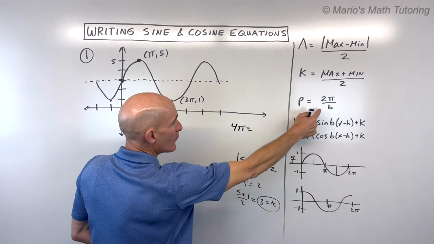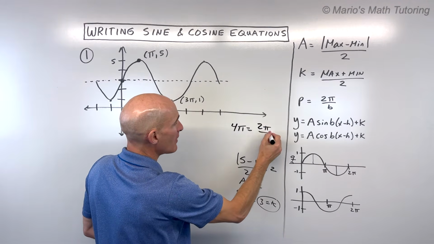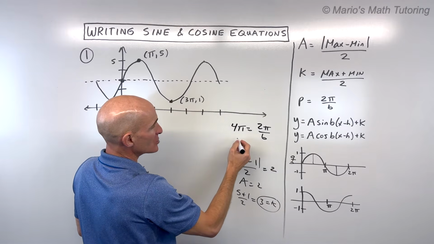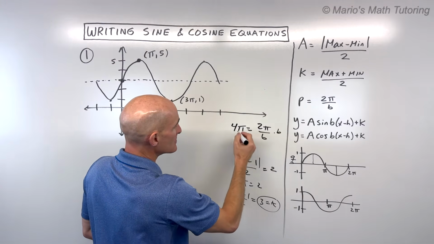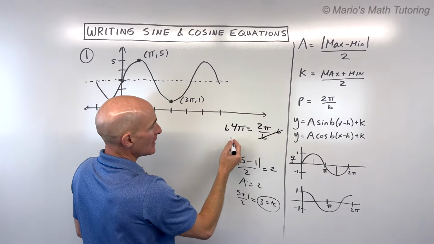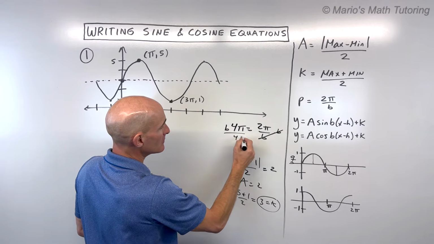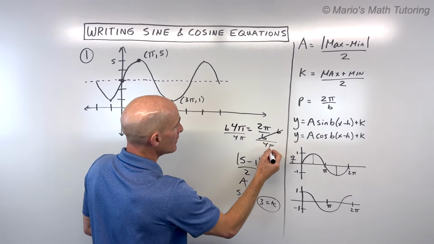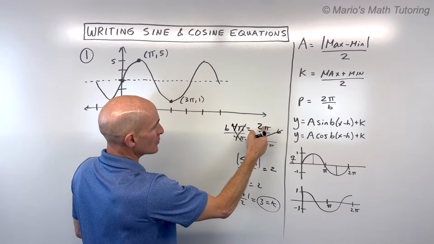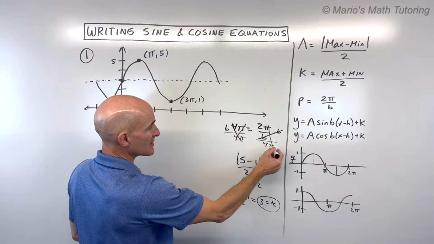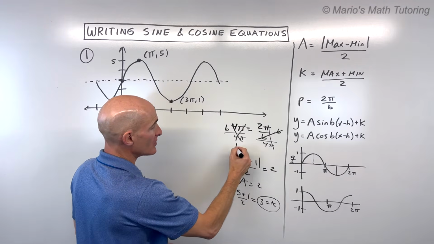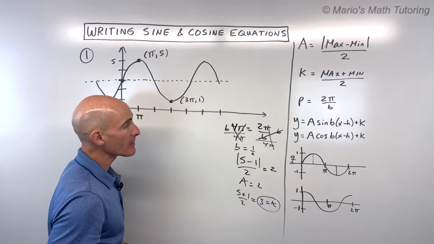But what we're really after is this b value, so we're going to solve for b. 4 pi equals 2 pi divided by b. You can multiply both sides by b to get rid of the fraction. And then if I divide by 4 pi to solve for b, I get b equals 2 over 4, since the pi's cancel. That comes out to 1/2. So our b value is 1/2.